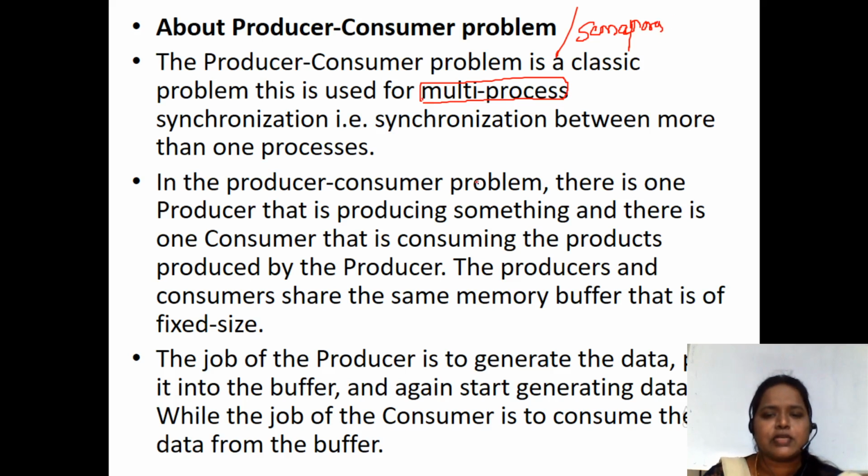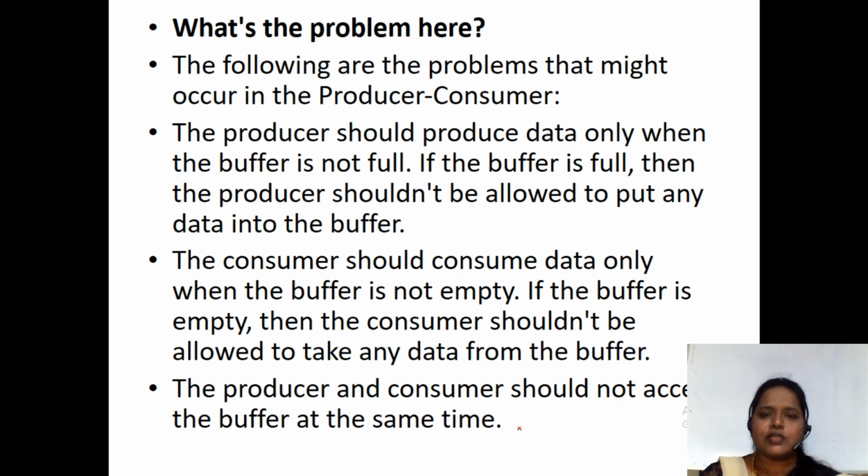Fine. In the producer consumer problem, there is one producer that is producing something and there is one consumer that is consuming the products produced by the producer. The producers and consumers share the same memory buffer that is of fixed size. So the buffer is fixed here. If the buffer's capacity is 5, that 5 is fixed; we can't shrink that buffer size or increase it. The job of the producer is to generate the data, put it into the buffer, and again start generating data, while the job of the consumer is to consume the data from the buffer. This is about the producer consumer problem.